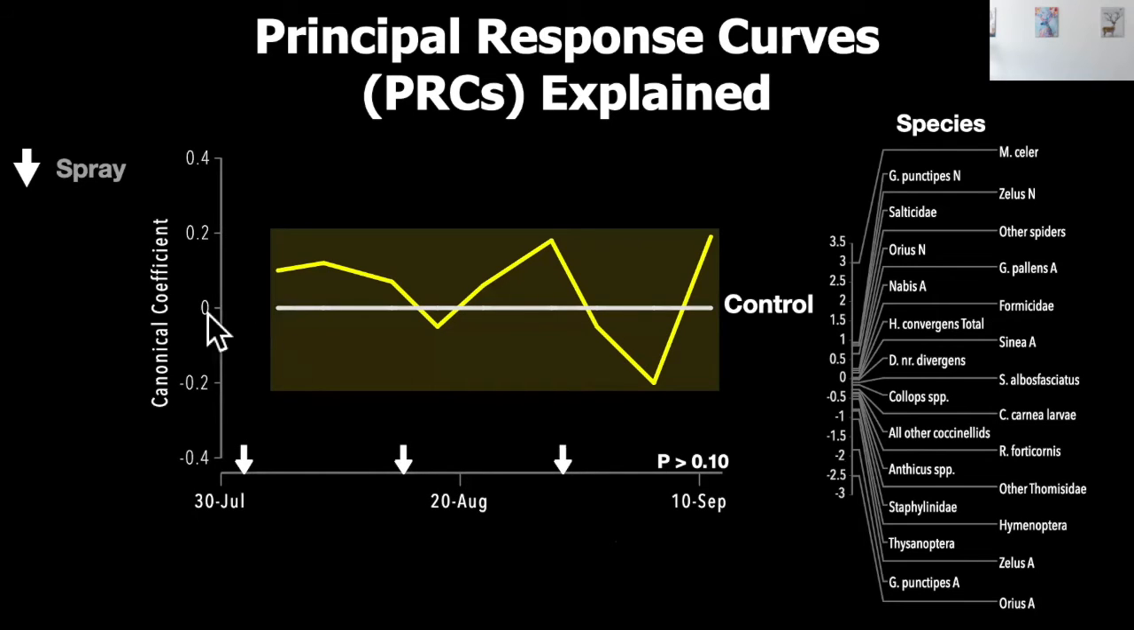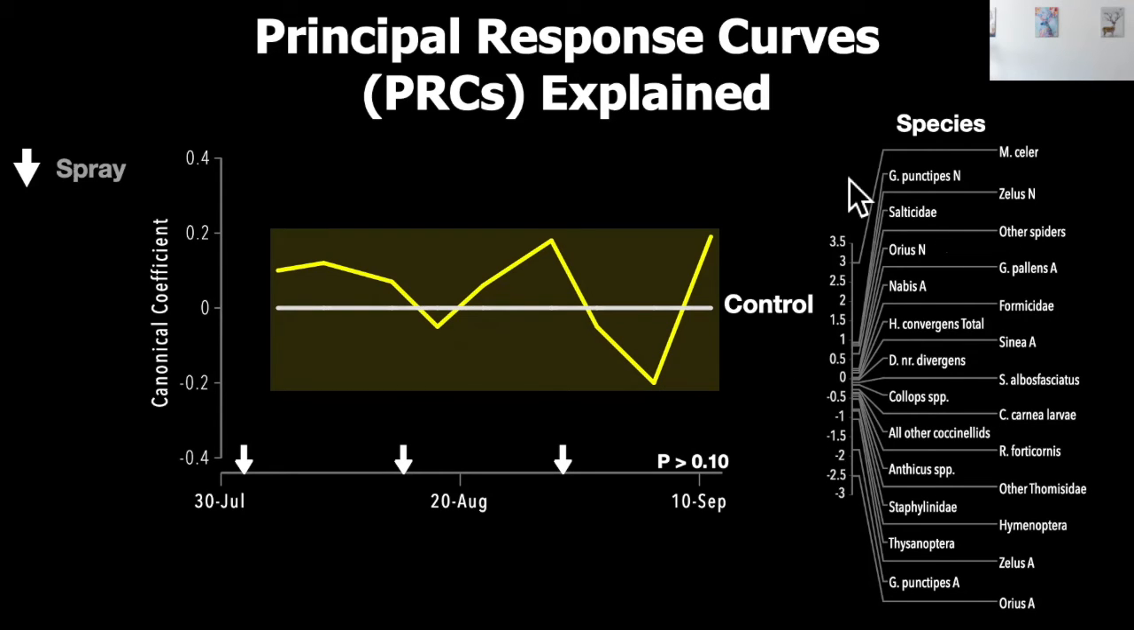The y-axis, the canonical coefficient, can be thought of as the abundance of this community. And normally, curves with low amplitude are not different from the control. So here in this example, there was no difference between this treatment, this curve in yellow, and the control. Therefore, there was no impact of this treatment on the community abundance.